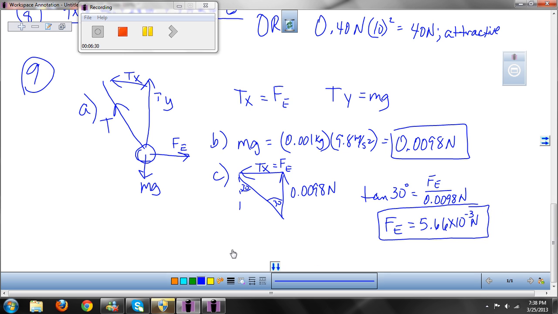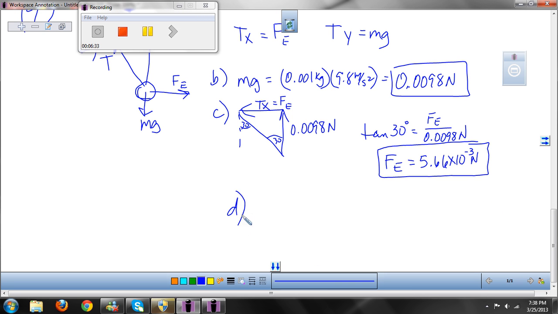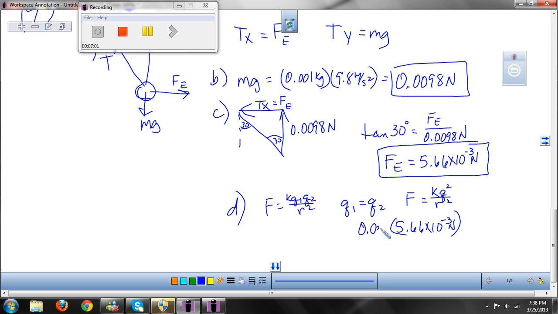And then part D, as in dog, said, what is the charge? So F is equal to K, Q1, Q2 over R squared. But I know that Q1 equals Q2 because it tells you they're equally charged. So my equation becomes F equals K, Q squared over R squared. So 5.66 times 10 to the minus 3 newtons. Then you multiply by R squared, which is 0.03 meters squared. Then I'm going to divide that by 9 times 10 to the 9th.